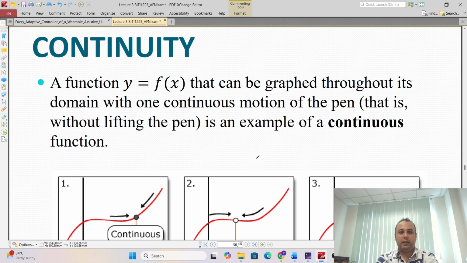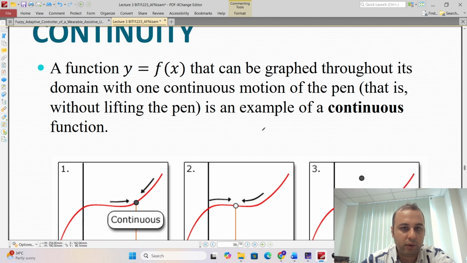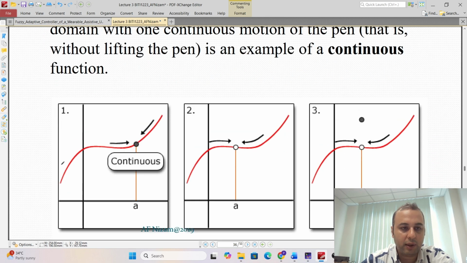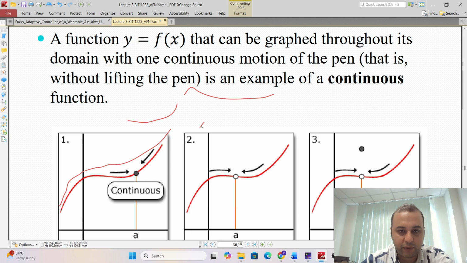okay, a function, actually continuity is a condition of a function. So a function, let's say y equals f(x), that can be graphed through its domain with one continuous motion of the pen, that is without lifting the pen. Okay, means I can draw like this, not drawing in this way. So when you are using the pen, you can draw it.